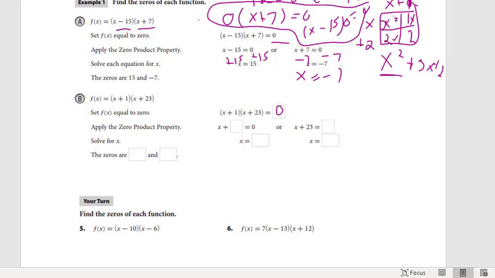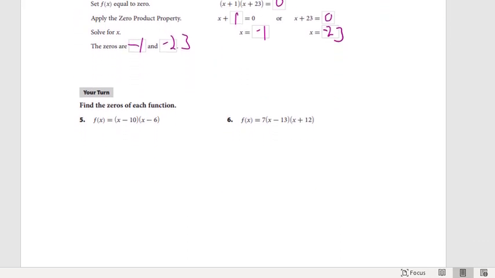All right, second example. We want to set these two things multiplied together equal to 0. It will be equal to 0 when x plus 1 equals 0, or when x plus 23 equals 0. So in this case, subtract 1 from both sides. So x equals negative 1. In this case, subtract 23 from both sides. x equals negative 23. So the zeros are negative 1 and negative 23. All right, this process is a little bit quicker than graphing it and trying to find zeros that way.